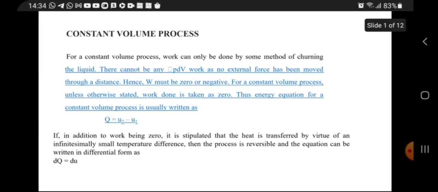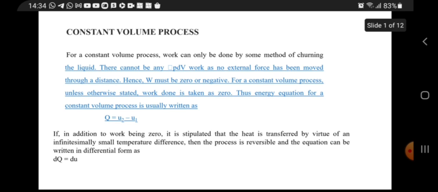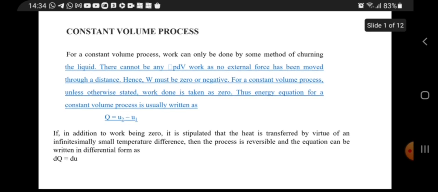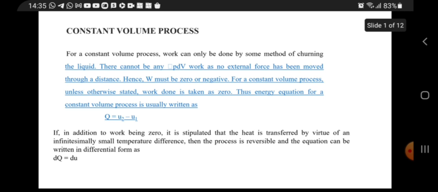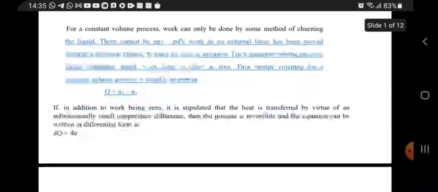If, in addition to work being zero, the heat is transferred by virtue of an infinitesimal temperature difference, the process is reversible and the equation can be written in differential form as dq equal to du.